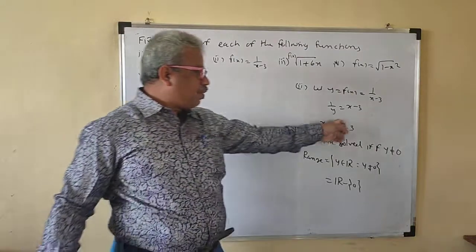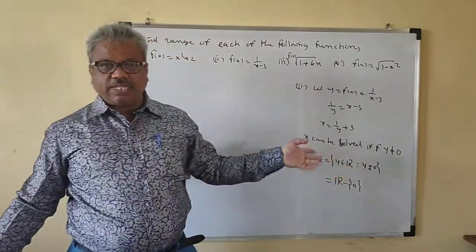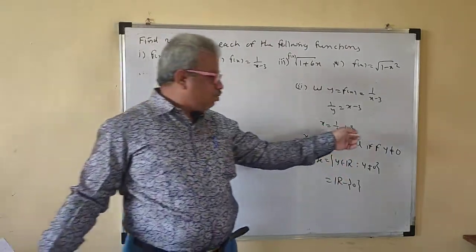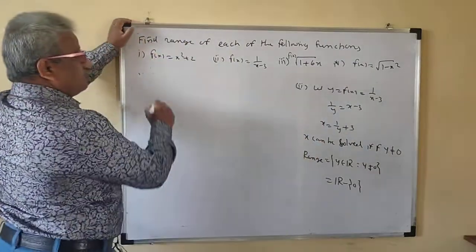Here 1 upon y is there. If y is 0, then it is undefined. That means x is solvable if y is not equal to 0. Okay, so now the third one.